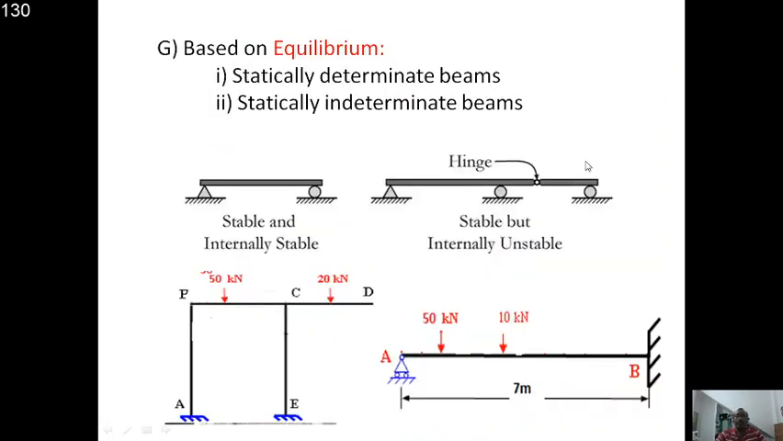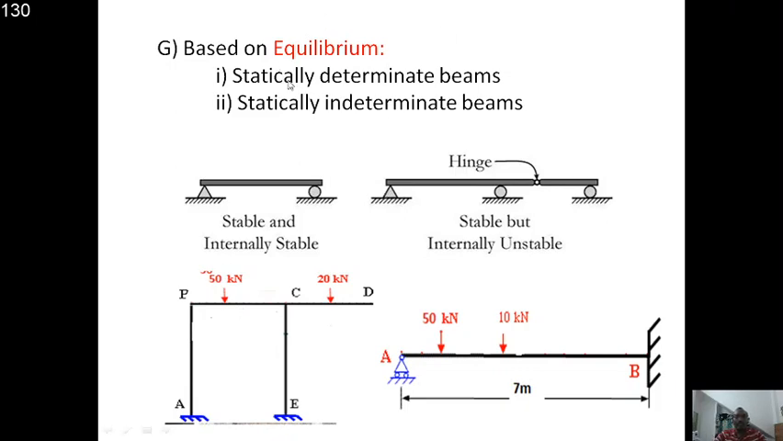Based on equilibrium, we understood for which purpose we are going to design the beams, for the equilibrium purpose only. But sometimes what happens, we will go for more safety, then it is equilibrium, but it is having more safety, right?